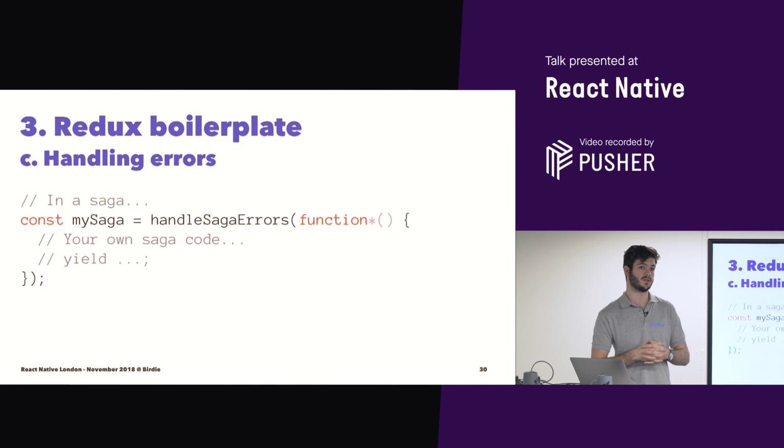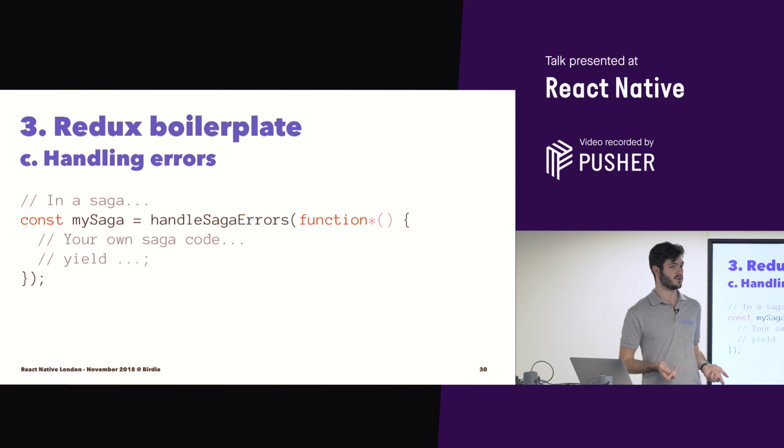Even cooler, if you're using Redux Saga, which is a middleware for asynchronous operations with Redux, so for example, fetching items from an API, what you can do is just wrap your Saga generator function in the handle Saga errors function. And what this will do is report an error every single time you have an error thrown in your Saga code. So you can completely remove all the try-catches you have in the code of your Saga, and you're good to go.